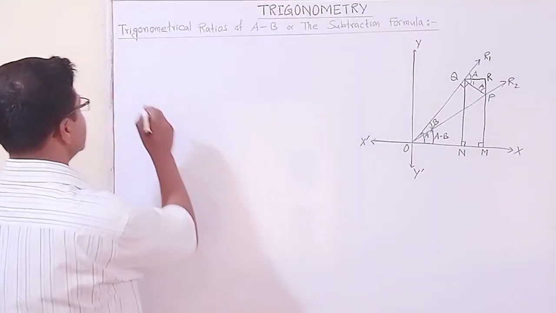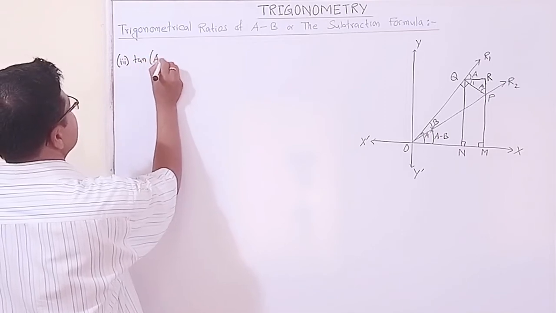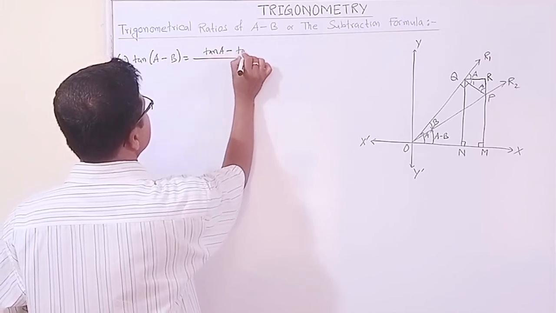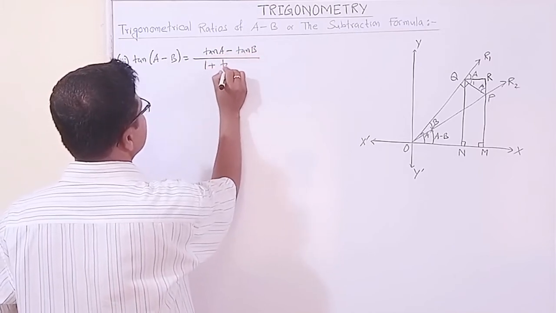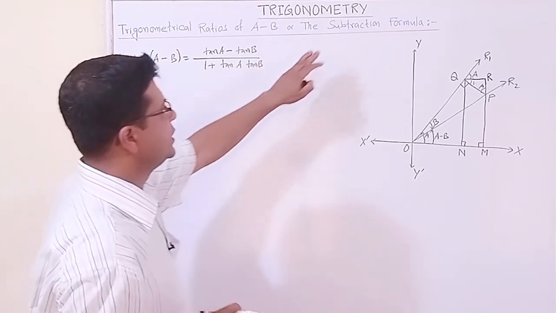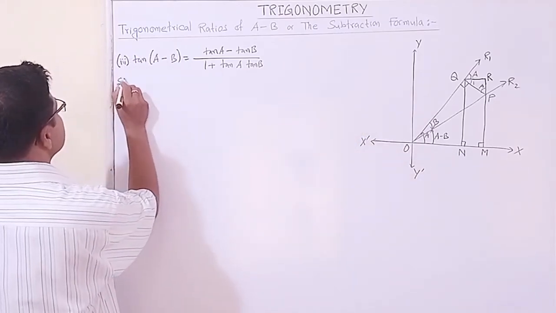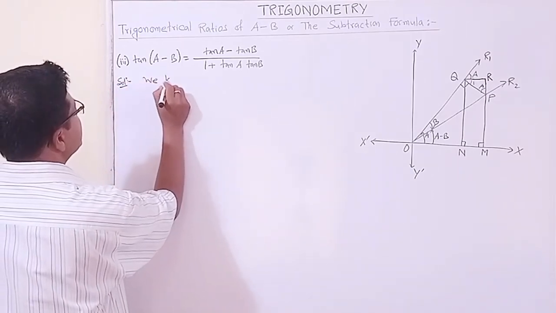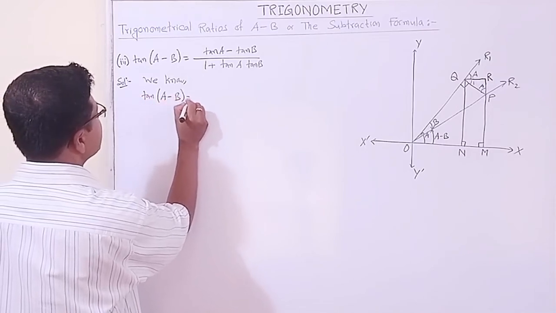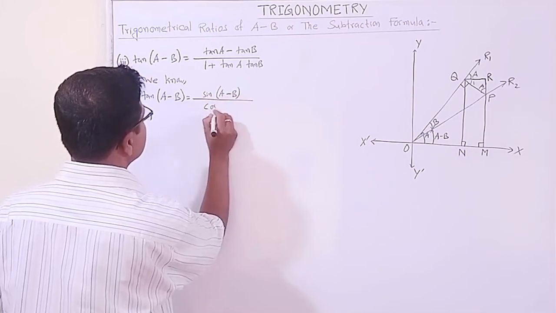Now my beloved students, the third formula will be that of tan of A minus B. Do you know what it is? It is tan of A minus tan of B divided by 1 plus tan A tan B. And again, just like in the addition formula, here also we do not need this figure. Directly we shall start the derivation. What do we know? Tan means sine by cos. Let us write that. Tan of A minus B is sine of A minus B divided by cos of A minus B.